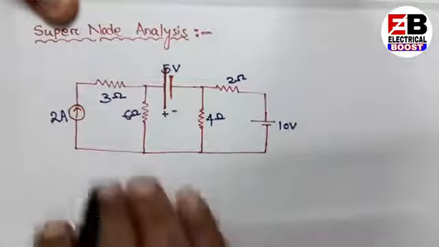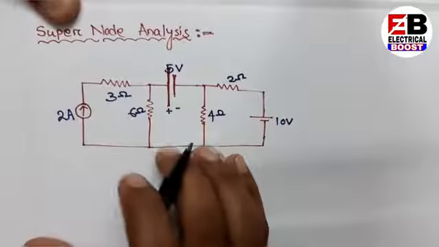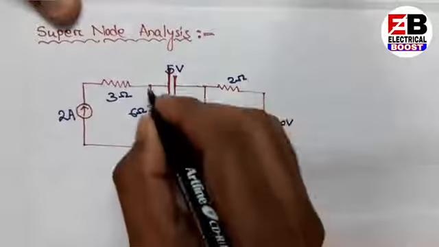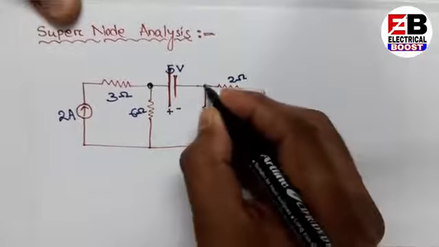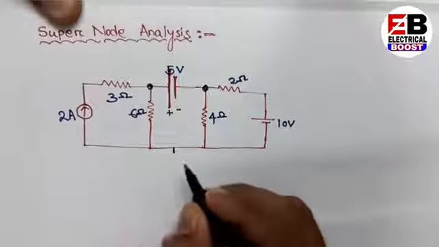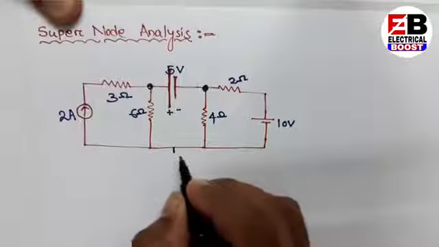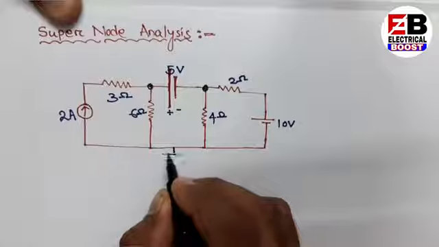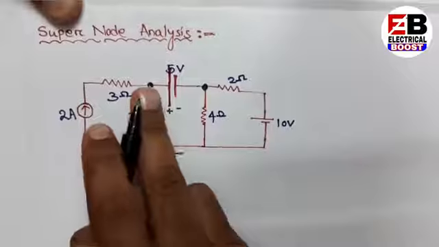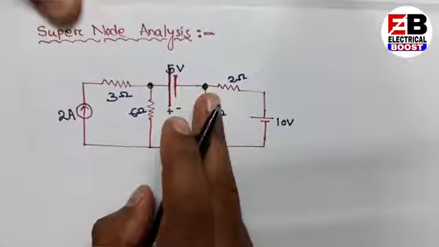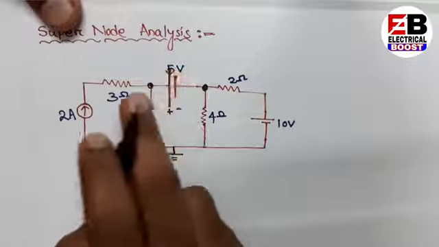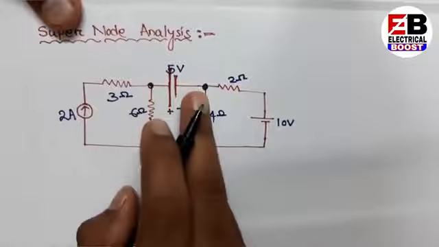Here the circuit is given like that. Our job is to first find the number of nodes. This is a node, and this is a node, and this whole is a node. According to the nodal analysis method, we take one of the nodes as the reference node. We take this one as the reference node, and these are non-reference nodes. Here the voltage source is present in between two non-reference nodes.